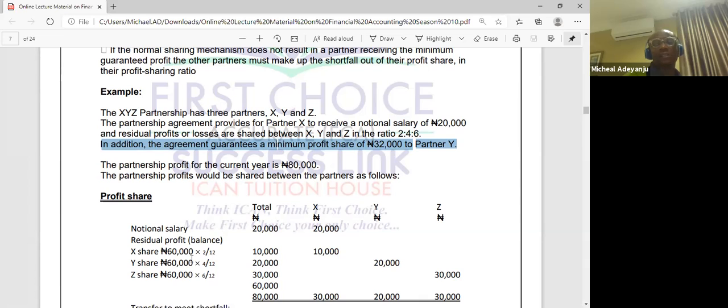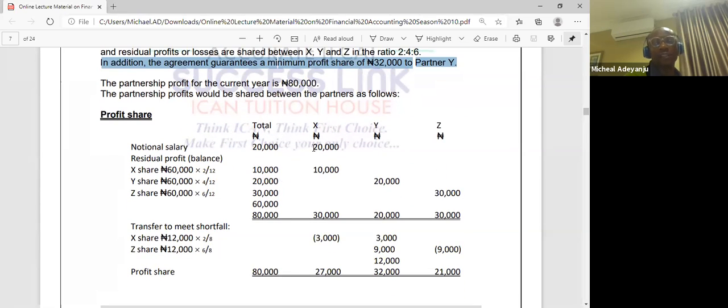And then we share the profit normally to everybody to see if partner Y will be entitled to 32,000 naira. And at the end of the day, X is entitled to 30,000 naira, Y is entitled to 20,000 naira, and Z is entitled to 30,000 naira. But what was the agreement? Y should not go away with anything less than 32,000 naira.